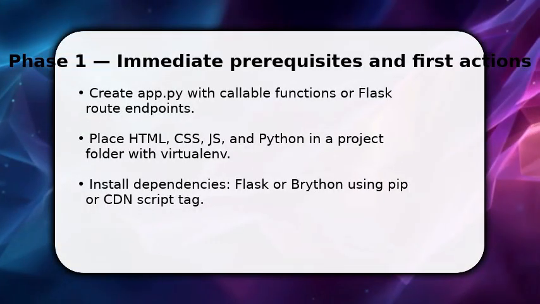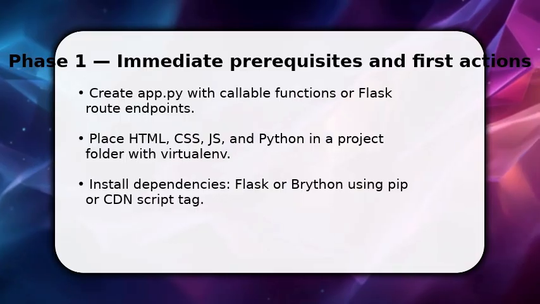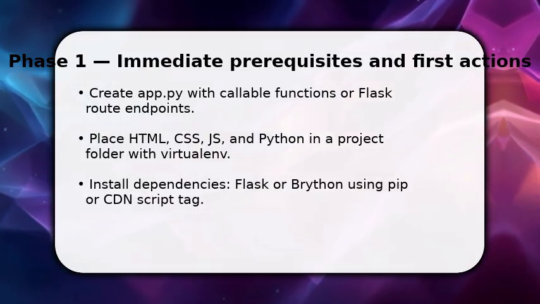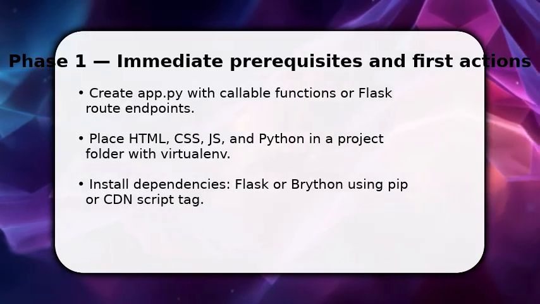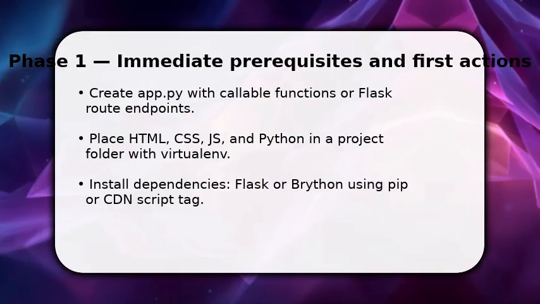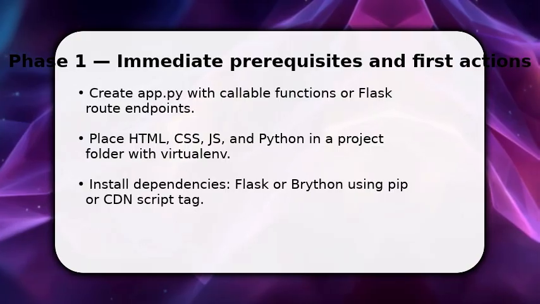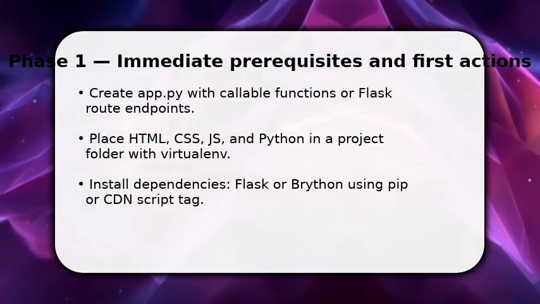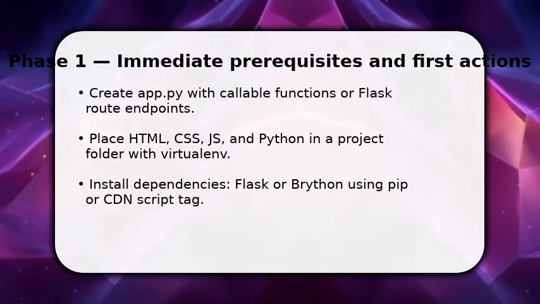You start by creating app.py, a Python module that exposes the logic you need. This is the foundation. Once done, set up a virtual environment and install Flask if you serve Python on the back end, or include Brython for in-browser execution. Make sure your project folder contains index.html, static assets, and the Python file. This avoids path confusion later and keeps your server routes or script imports predictable and consistent.